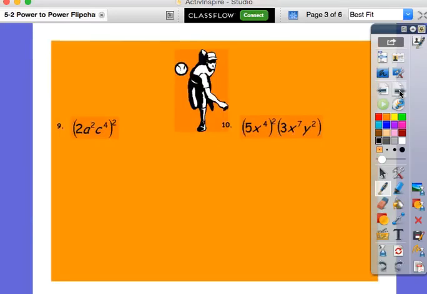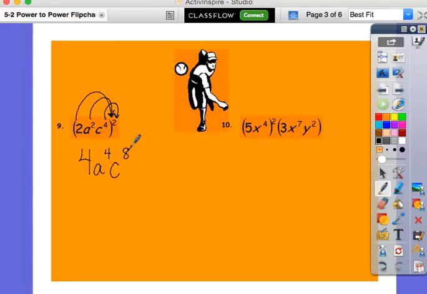Okay. Number 9. Same concept here. 2 squared. 2 times 2. 4. A squared squared. 4. A to the fourth power. Good. C to the 4th power squared. C to the 8th power. Very good.